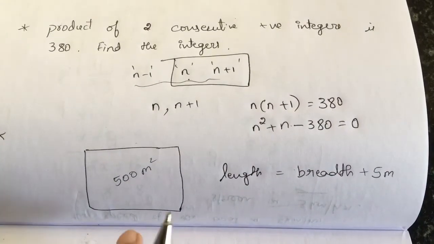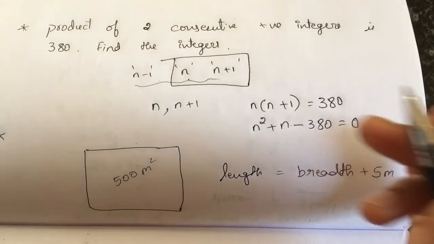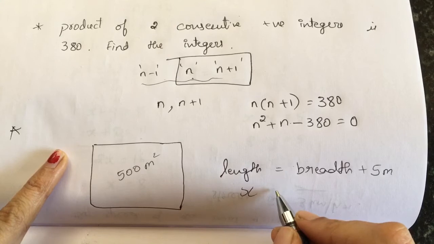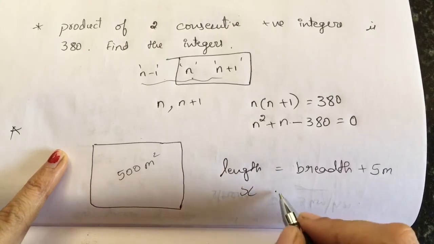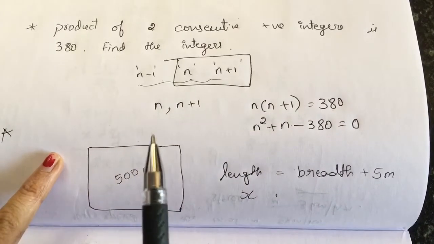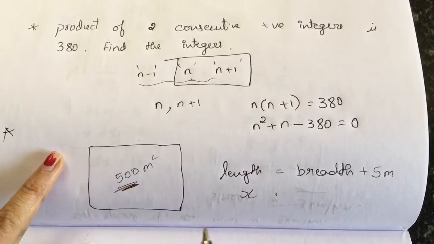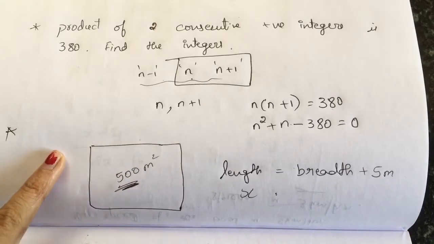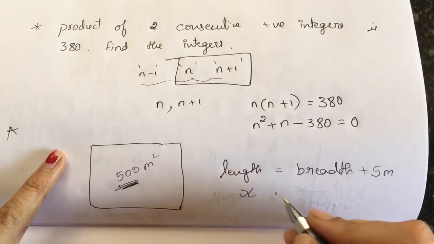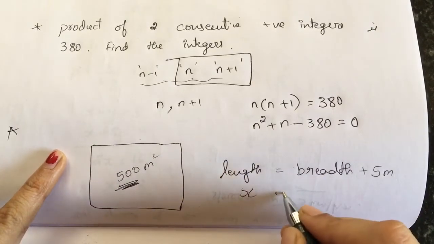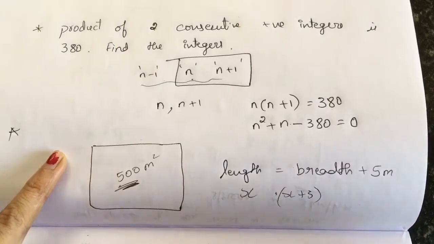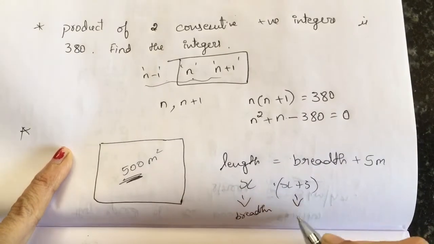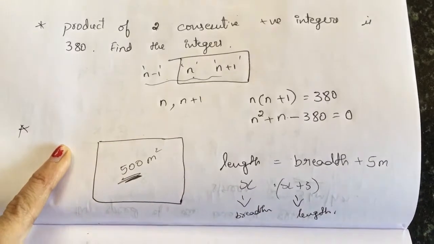Then again here, same thing, I'm using a variable. Its area is 500 meter square, and the length of the plot is 5 meters more than its breadth. Suppose the breadth is x, then the length is x plus 5, 5 meters more than that, right?